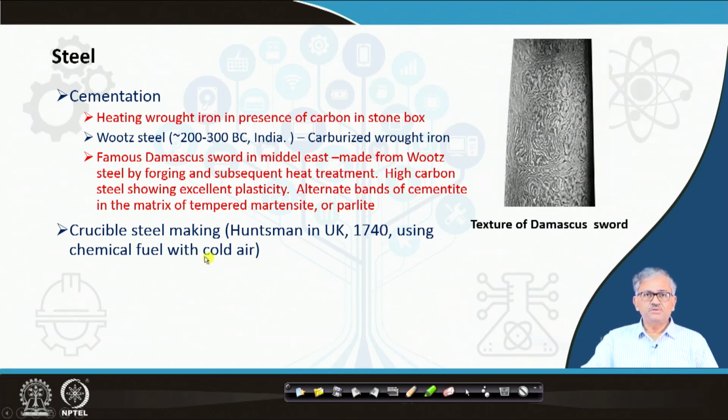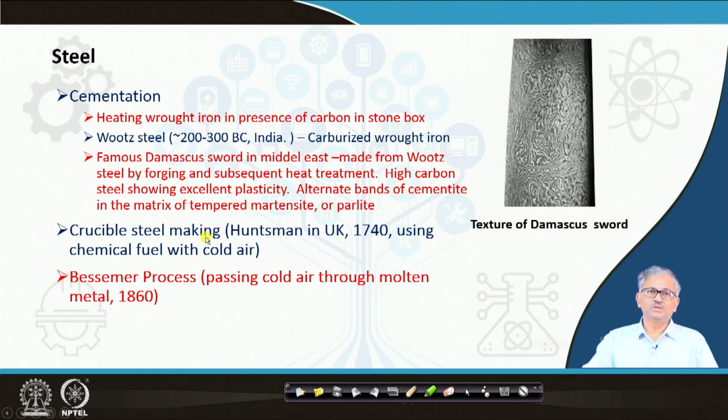So he was the first person who melted the carbonized wrought iron and homogenized the mixture with the carbon, right? So that was the thing. This is called the crucible. He could make steel in the crucible on a very small scale. And on a large tonnage scale, steelmaking first came with the Bessemer process in 1860. I will talk about that.